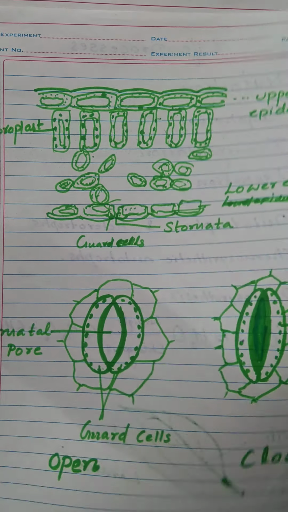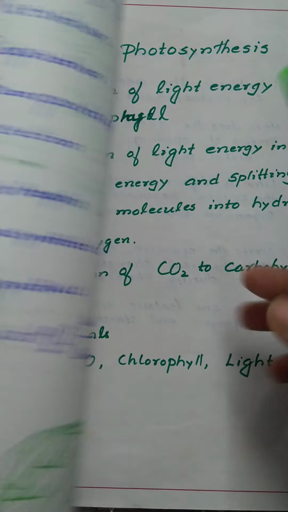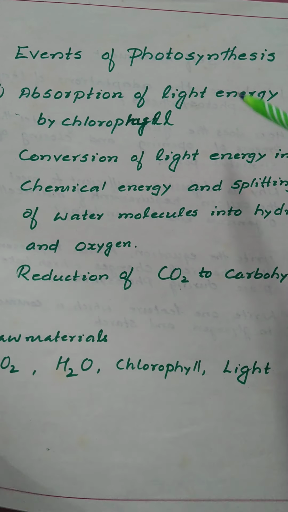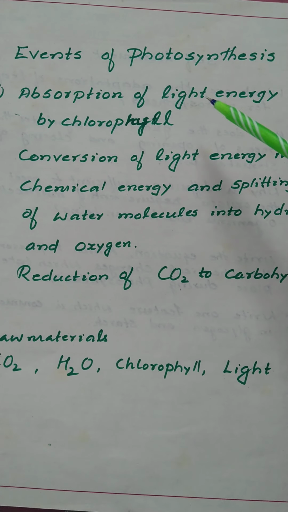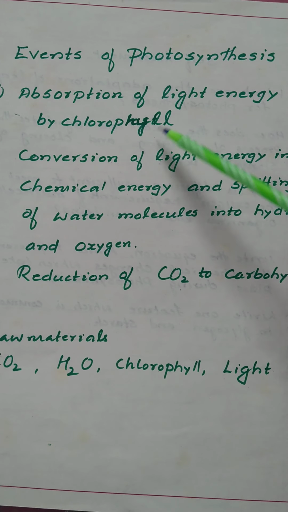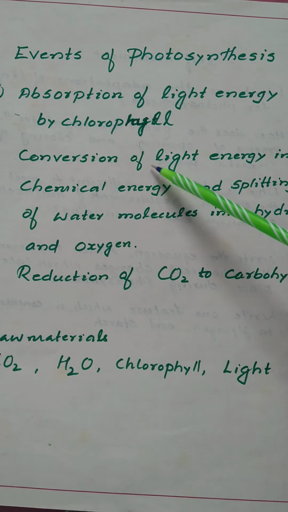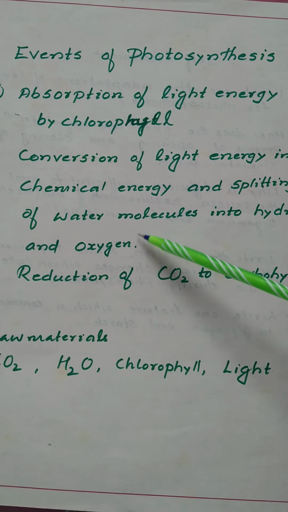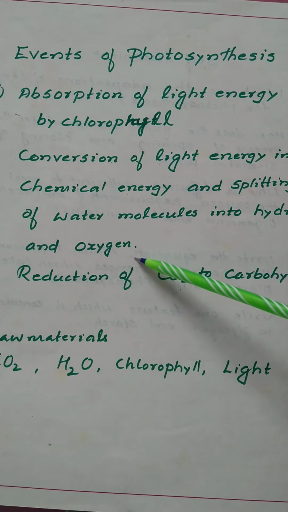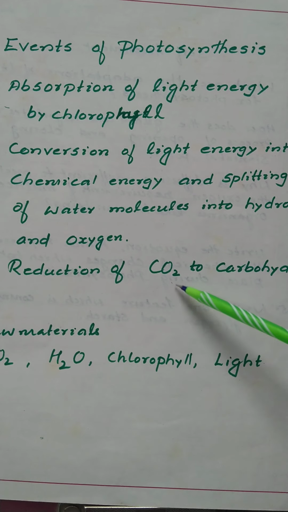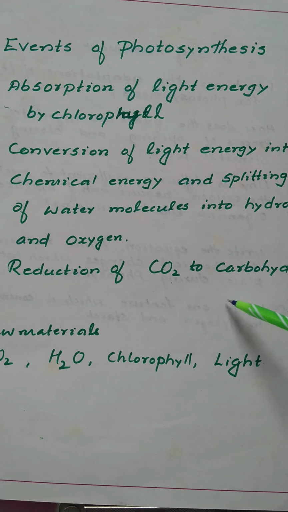And next, what are the events which take place during photosynthesis? The events of photosynthesis are absorption of light energy by chlorophyll, conversion of light energy into chemical energy, splitting of water molecules into hydrogen and oxygen, and then reduction of carbon dioxide to carbohydrates. These are the main steps or events during photosynthesis.